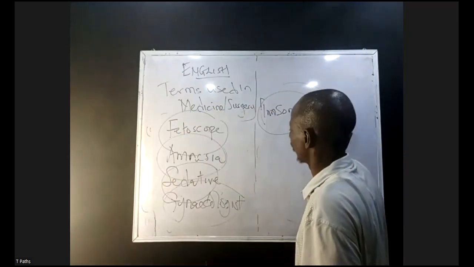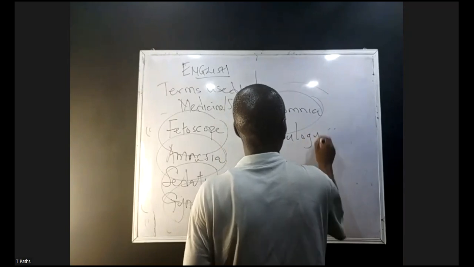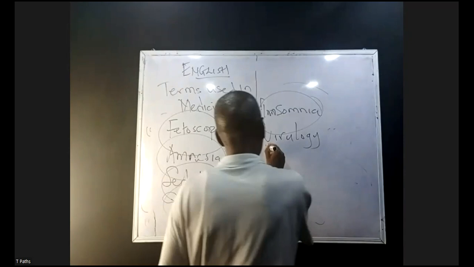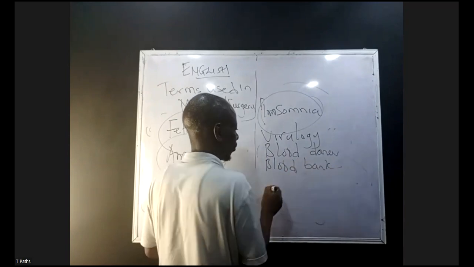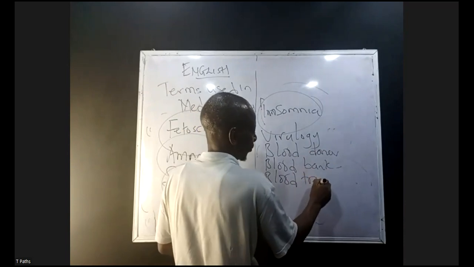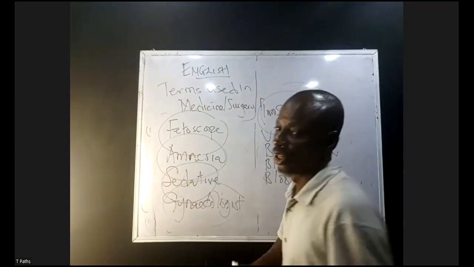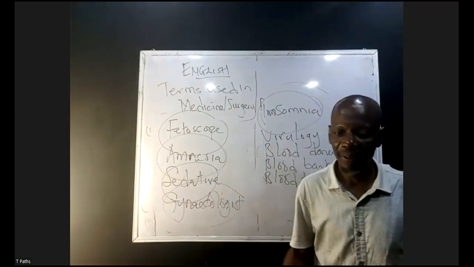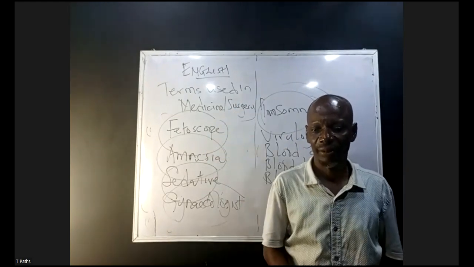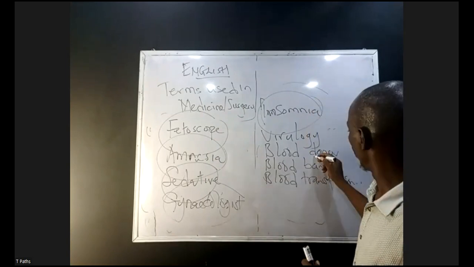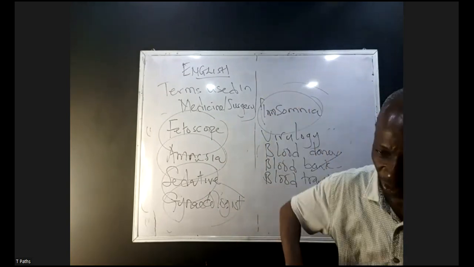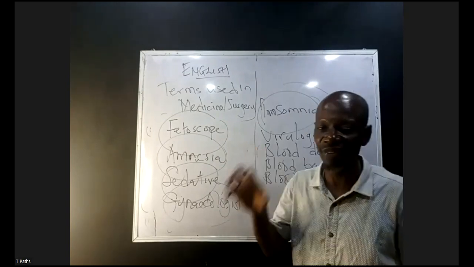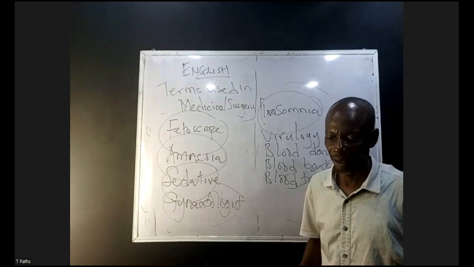So insomnia is lack of sleep, amnesia is temporary loss of memory. We also have virology, the scientific study of virus. We have blood donor, blood bank, blood transfusion. A blood donor is a person that donates blood voluntarily to patients who are at a critical stage of their life, that they need blood to be revived. Blood bank is a place where blood can be bought. We have blood banks in most general hospitals. Blood transfusion is the transfer of blood from one person to the other.